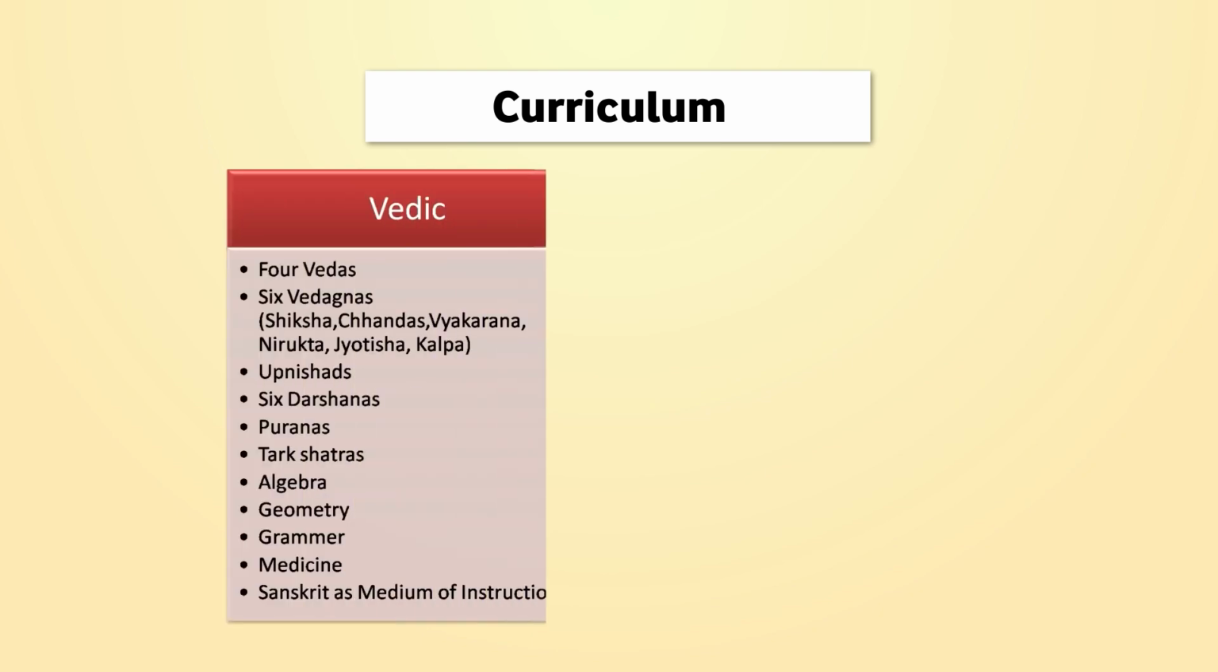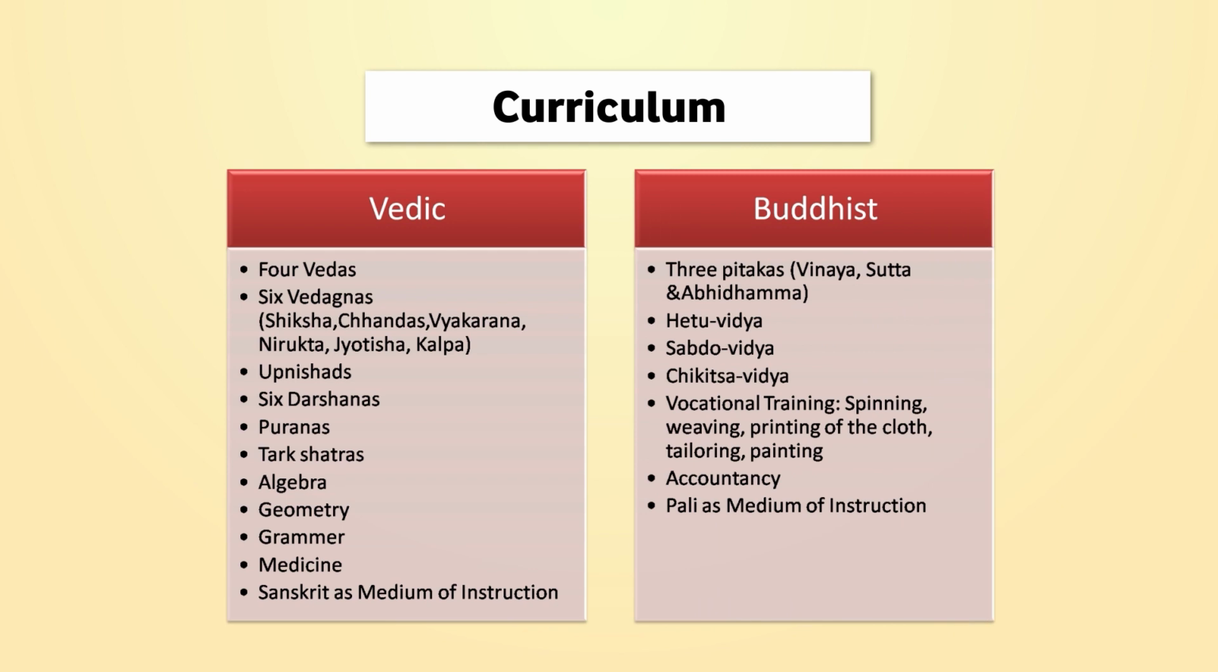Now, when it comes to the curriculum during both periods, as I mentioned earlier, importance was given to imparting religious education. Therefore, in the Vedic period, different religious materials were given importance in the curriculum: the Vedas, Vedangas such as Shiksha, Chandas, Vyakarana, Nirukta, Jyotisha, Kalpa, the Upanishads, Darshanas, Puranas, Tarkashastras, etc. Along with those, the curriculum also included mathematical areas such as algebra and geometry, literary areas like grammar, and science, medicine and so on.